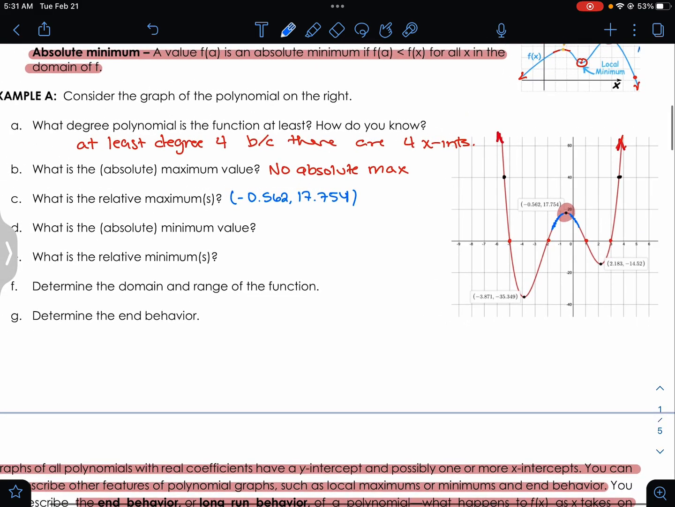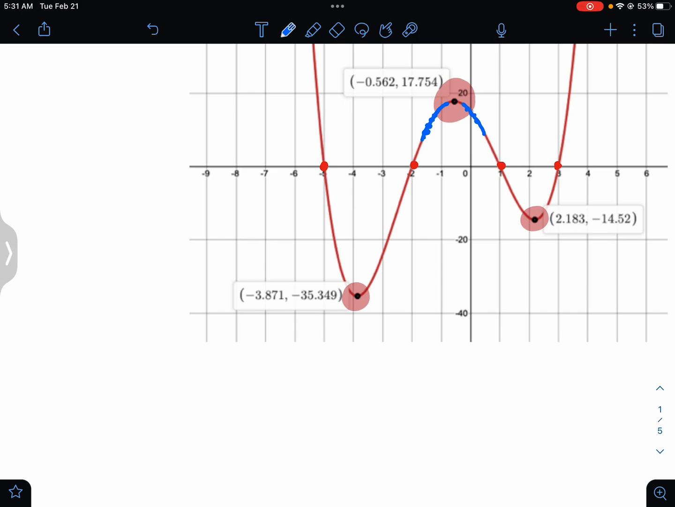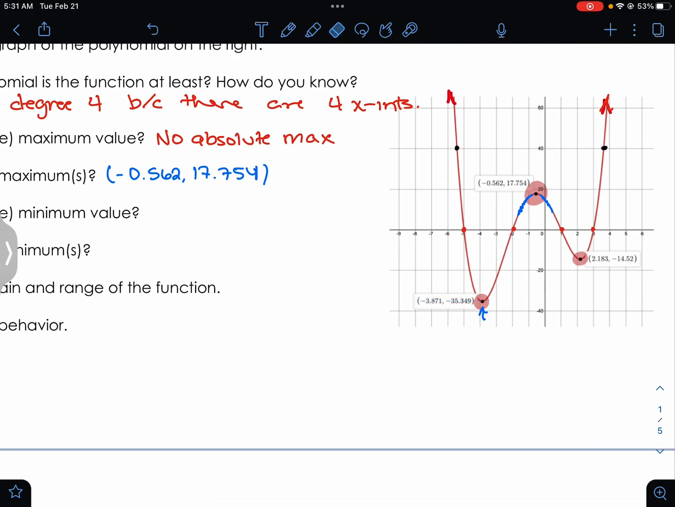The next question says, what is the absolute minimum? So if you look at this, you start looking to see, are there any minimums, any points at the bottom of a valley? You have a minimum here, and then you have a valley right there. So only one of these is your absolute minimum. This right here is going to be your absolute minimum because it is the lowest point. If we were to draw a line that passed through that point, you would notice that there are no other points below it. So our absolute minimum would be at the point (-3.871, -35.349).